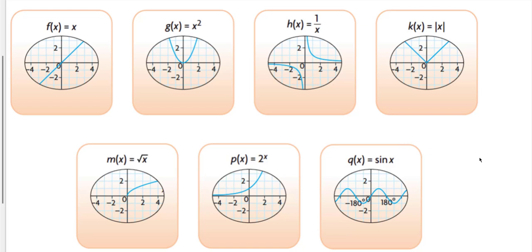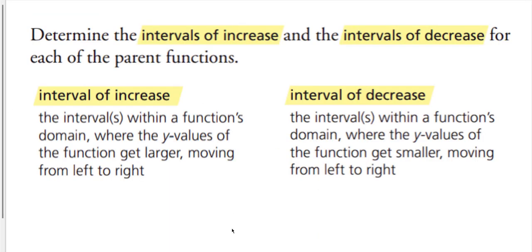So here we have 1, 2, 3, 4, 5, 6, 7 different parent functions. And you are expected to be able to graph any variation or any transformed versions of these parent functions. And that is what grade 11 was basically all about. So we are going to expand a little bit more on that and continue with our knowledge of all these basic parent functions. Before we get into that, let's talk about some intervals of increase and decrease.